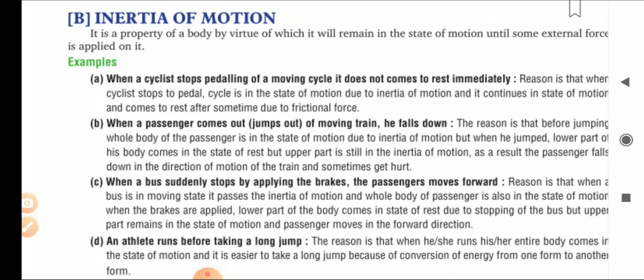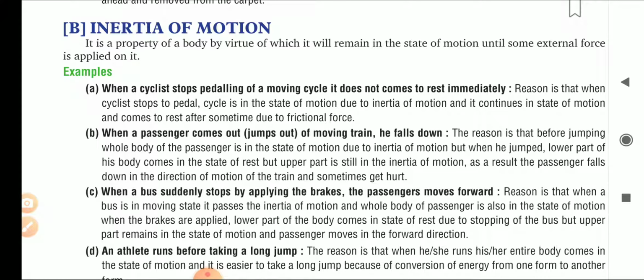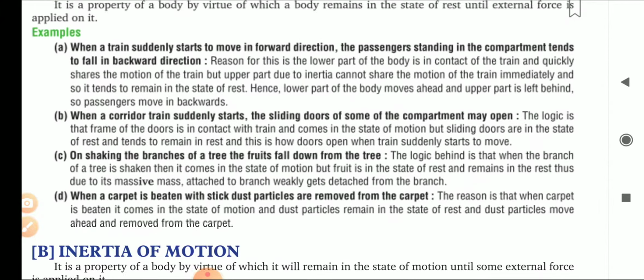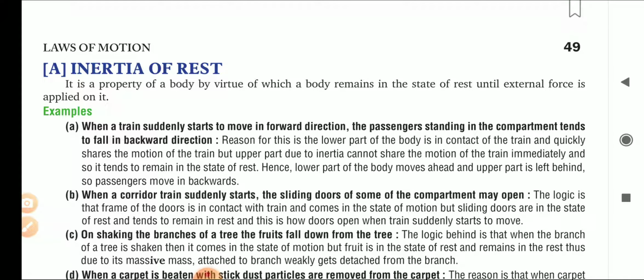Inertia of motion is the property of a body by virtue of which it will remain in its state of motion until some external force is applied on it. So it will remain in its state of motion, or in its state of rest, until and unless an external force is applied on it. If you apply some external force, then conditions will change.